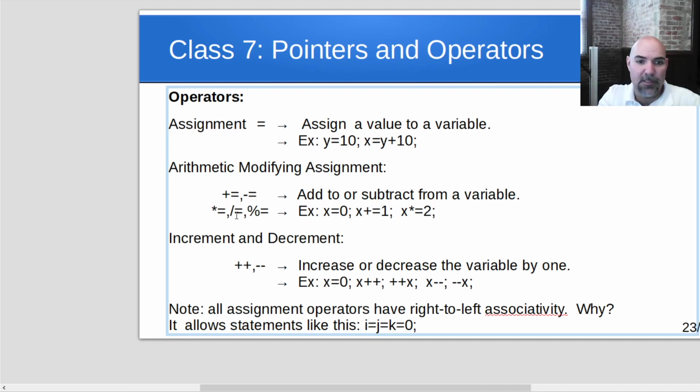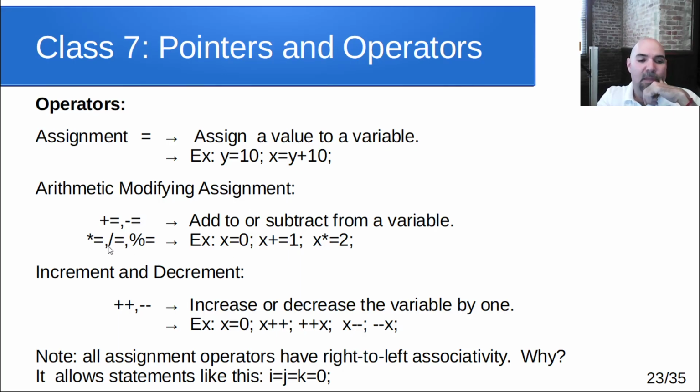So those are just modifying assignments. And then we have times equal, divided by equal, and mod equal. Those are also modifying assignments. So for example, x equals 0, and then x plus equal 1, x will then become 1. And then if after that I do x times equal 2, it'll double whatever was in x. So these are typical modifying assignment operators, the arithmetic ones. There are some other modifying assignment operators we'll look at later, but for right now, these are the ones I want to focus on.